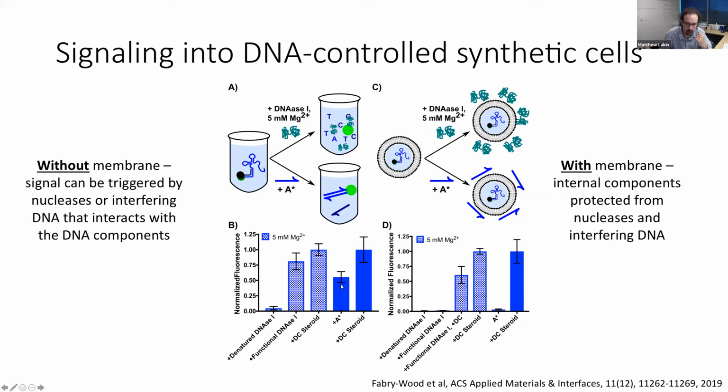And then, in the presence of the membrane, you see no activation from the functional DNase I or the complementary nucleic acid. You do see strong activation by the steroid, because the steroid is able to permeate the membrane, diffuse across it, and then interact with the aptamer inside. But you also see a response in the presence of both the DNAs and the steroid. This one is to demonstrate that the DNAs are still not inhibiting the effect of the steroid on the aptamer.